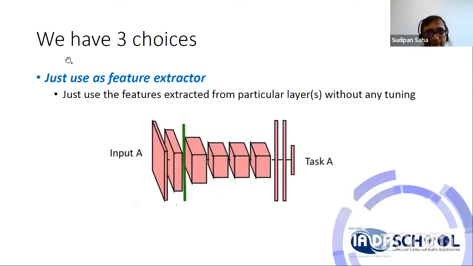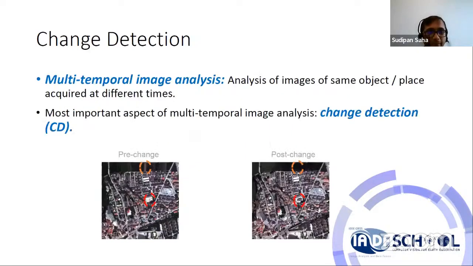So yeah, how can we use it as just a feature extractor? We select a layer, as I showed you here with this green marking. We apply the input image from the target domain and take out the features from here, right? Or instead of just one layer, we can take these features from multiple layers. So let's see some practical application of this, just using it as a feature extractor.